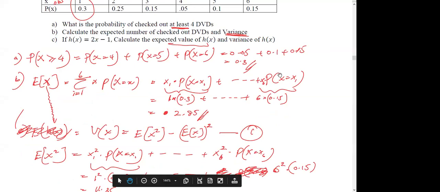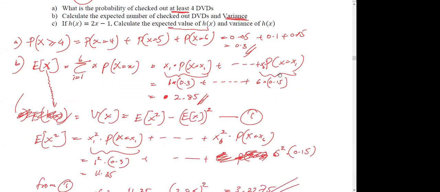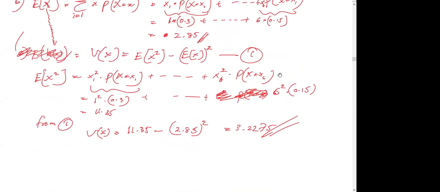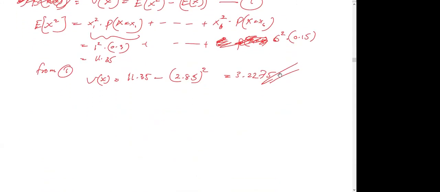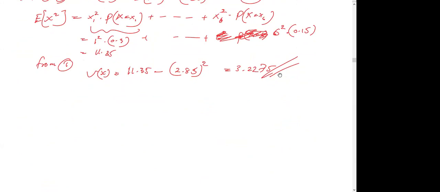We discussed the first two parts. Third part, which means part C, you have to find the expected value of this kind of function. H(x) is 2x minus 1. Okay, let's do this one. So this is part C.